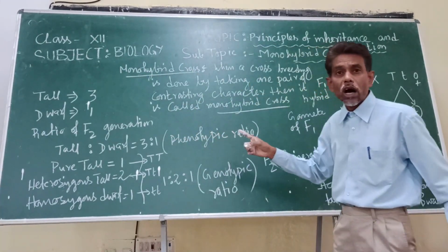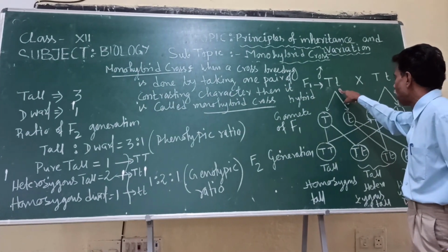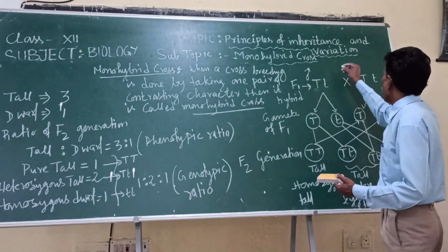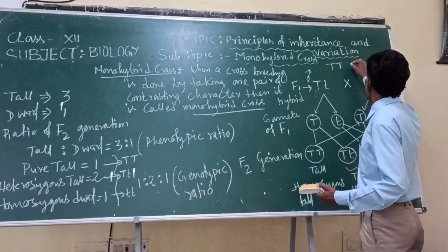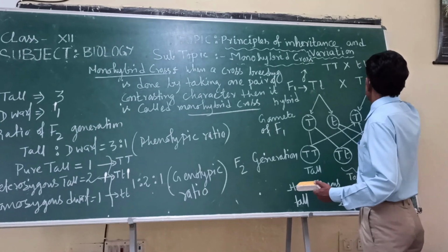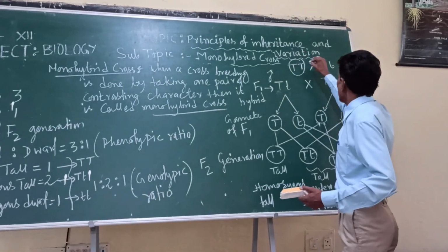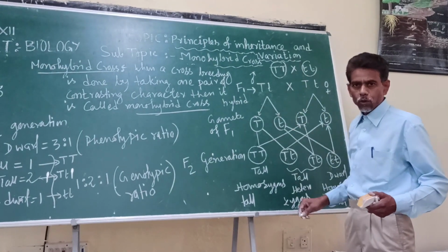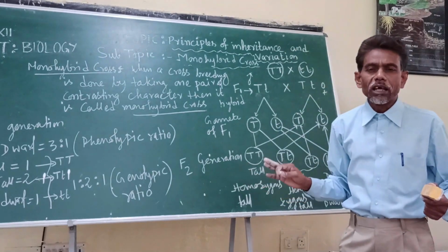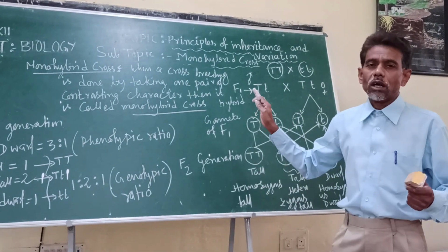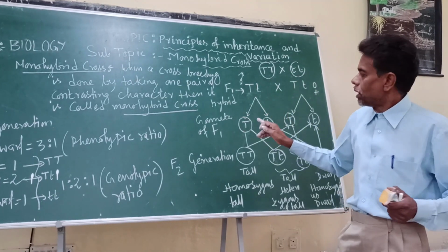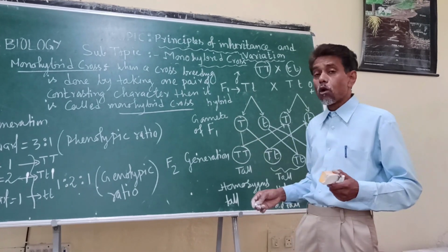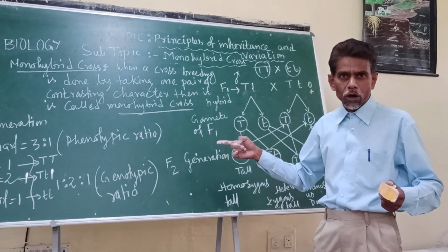We have taken only one pair of contrasting character. What are the contrasting characters? One pair, that is tall and dwarf. Initially we started with tall crossbred with dwarf. So only one pair, tall versus dwarf, was taken into consideration for crossbreeding, and this phenomenon we call monohybrid cross. And what is the result of the Mendelian monohybrid cross?